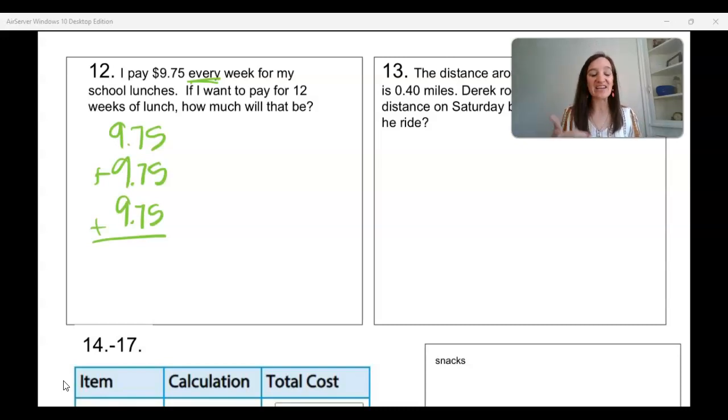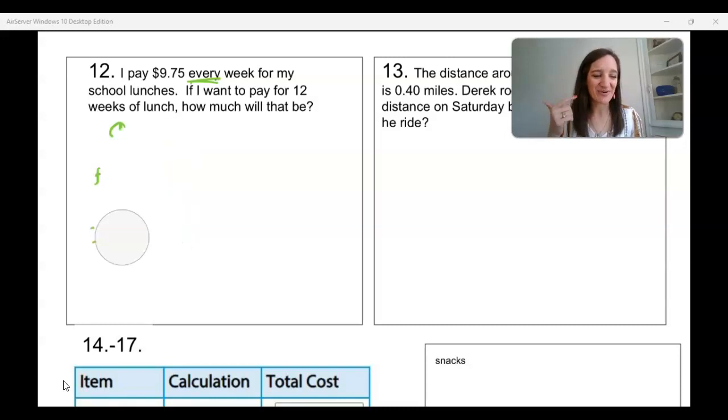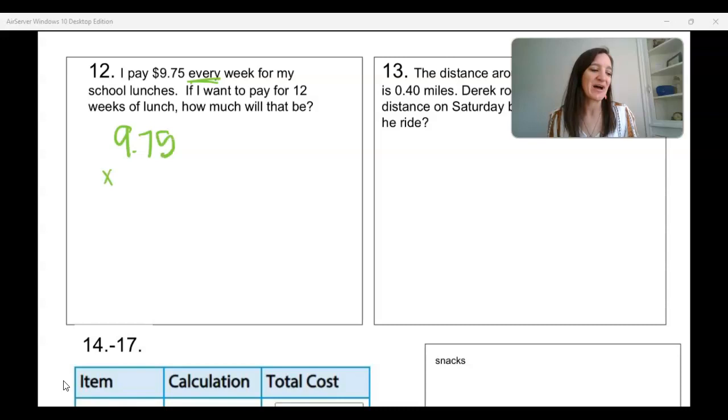Well, instead of just adding 12 times, did you hear that word times in there? Instead of adding 12 times, I'll just times by 12. So I'll go 9.75 times by, oh, I'm multiplying decimals now. How do I multiply by decimals? The trick is just to ignore that it's even a decimal problem and set it up like normal. So I'm going to pretend it's 975 times 12. Okay, so I don't need to line up decimals.